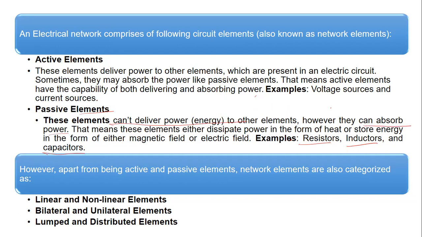Either they dissipate power like a resistor in the form of heat, or they store the power in the form of some energy. It may be in terms of charges as done by a capacitor, or it may be in terms of magnetic energy as done by an inductor, right? Now as it is mentioned here, active elements sometimes can absorb the power like passive elements. Now what does it mean? Absorbing power means that your element is dissipating the electrical energy, or it is utilizing the electrical energy for its functioning.